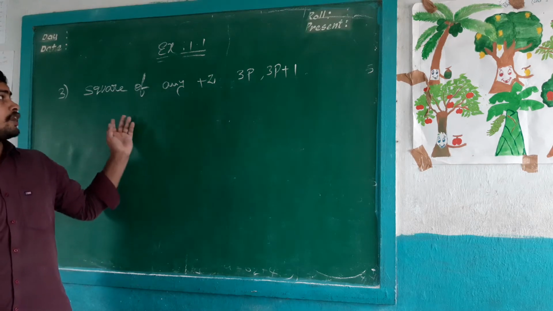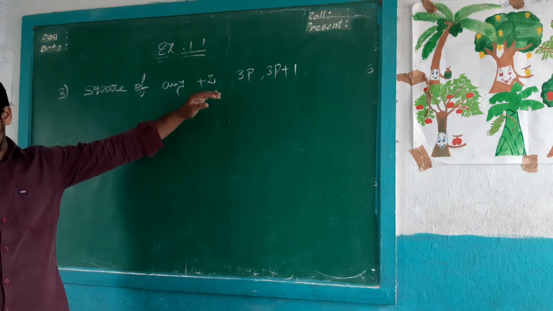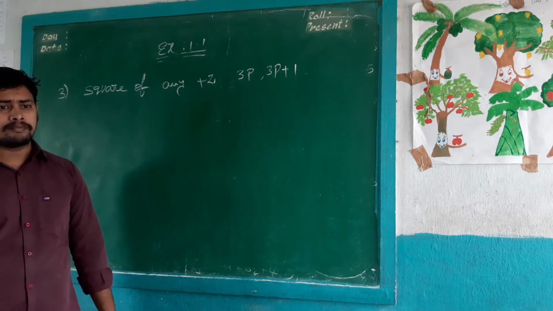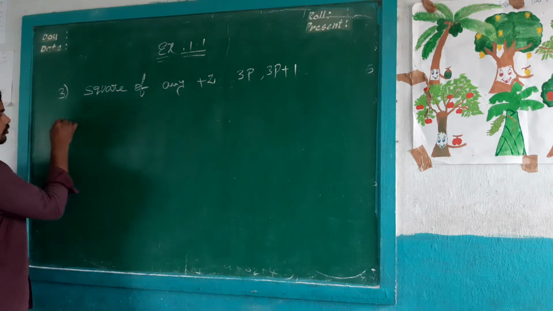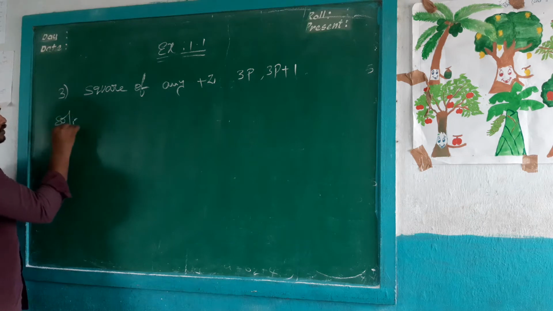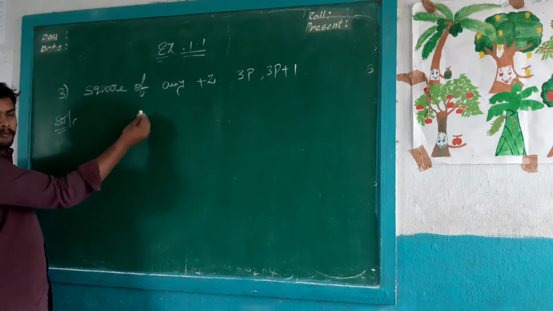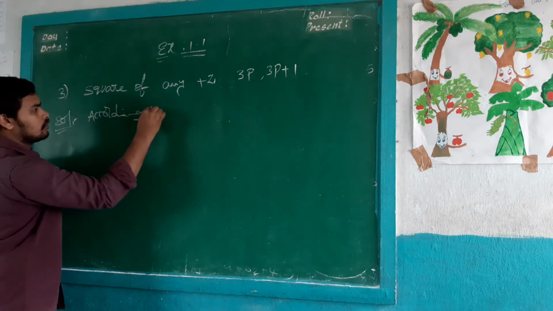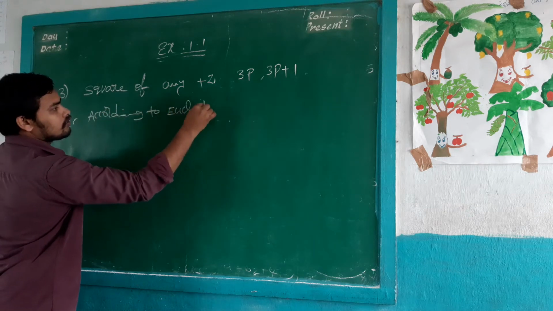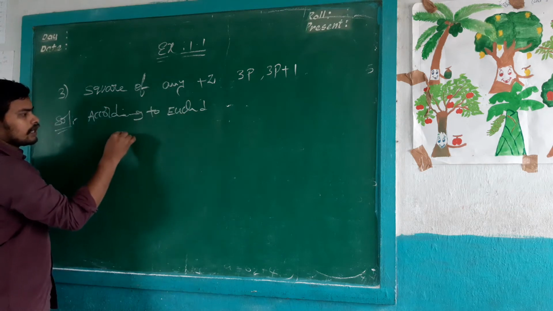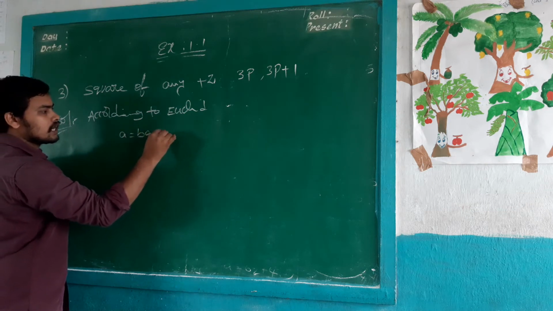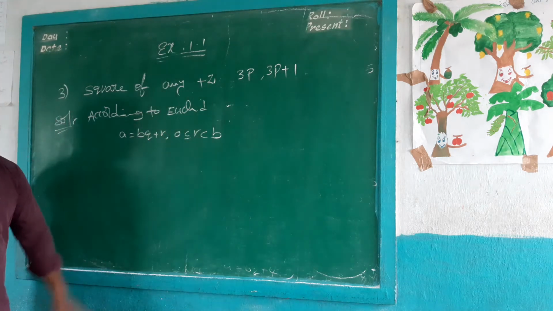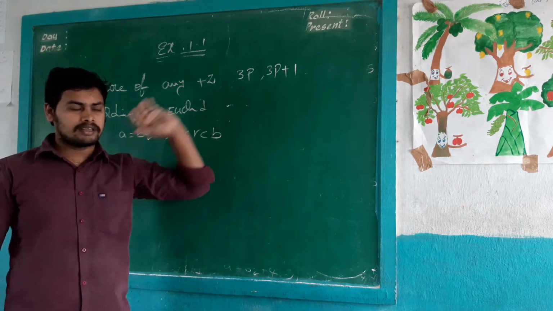Show that the square of any positive integer is of the form 3p or 3p plus 1. Here, what is the value of p here? 3. Solution. According to Euclid's division lemma, a equals bq plus r, where 0 is less than or equal to r, less than b. This is the case. Here the value is 3.